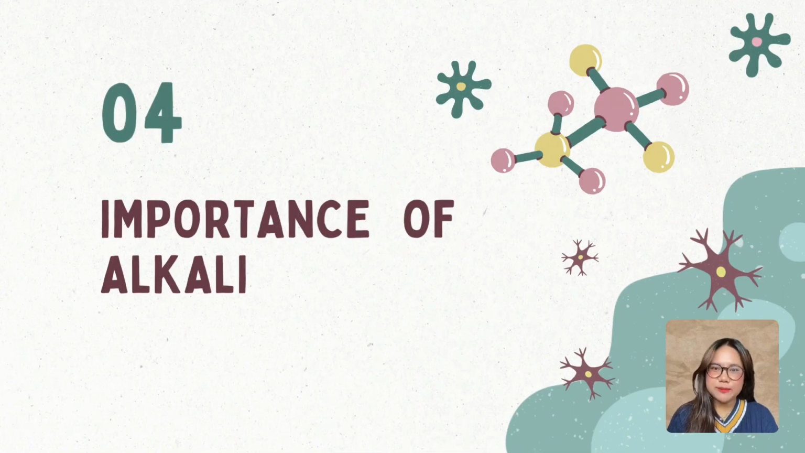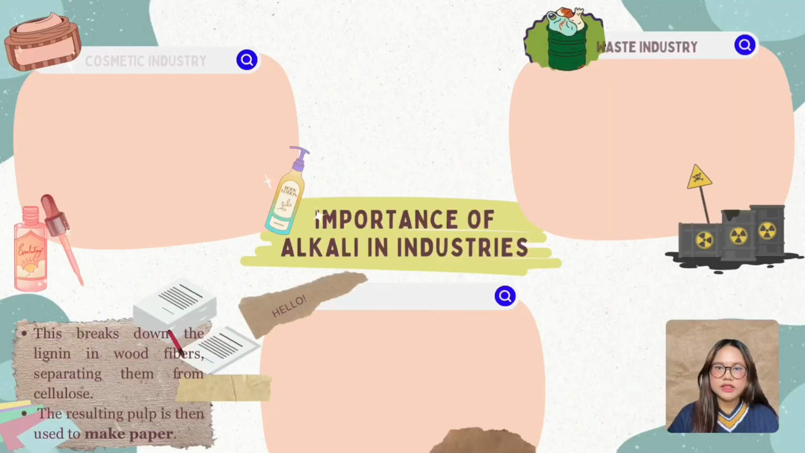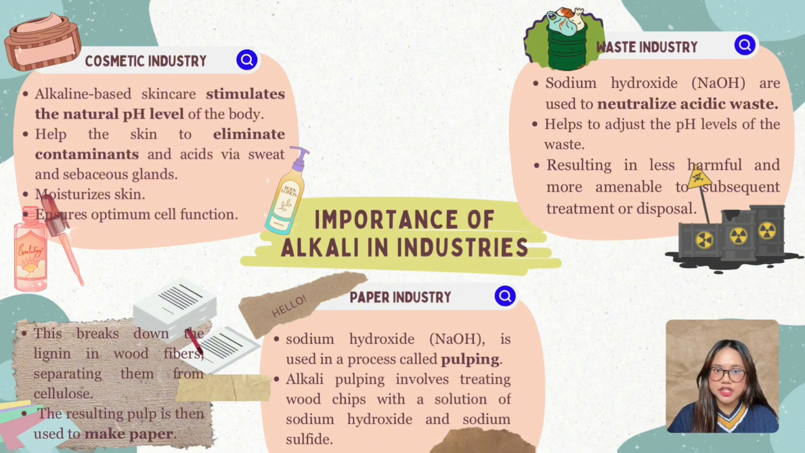Now let's move on to the importance of alkali in industries. The industrial applications of alkali such as sodium hydroxide and potassium hydroxide are crucial across various sectors. They are used in soap and detergent production, paper production, chemical manufacturing, waste industry, and cosmetic industry. But now we are focusing on three industries that use and have the application of alkali in their products or services. Firstly, in the cosmetic industry, alkaline-based skincare, whether it be moisturizers or serums, is proven to be more effective than other usual skincare products.